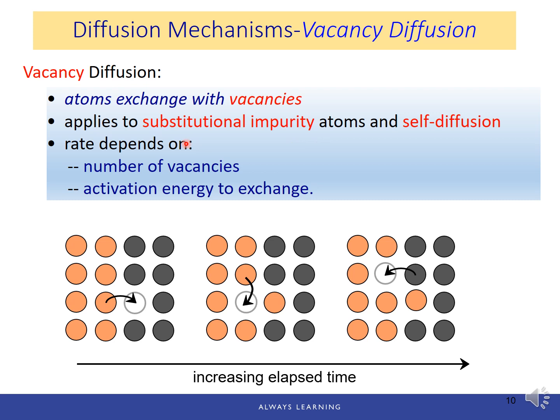The rate of vacancy diffusion depends on the number of vacancies. The more vacancies in the material, the quicker the vacancy diffusion will be. It also depends on the activation energy to exchange, and this energy depends on the temperature. The higher the temperature, the higher the activation energy is.